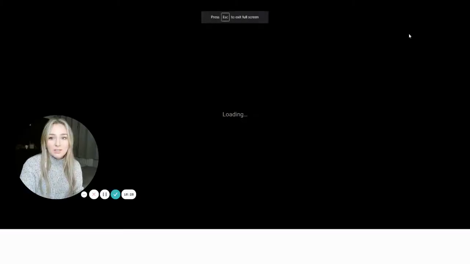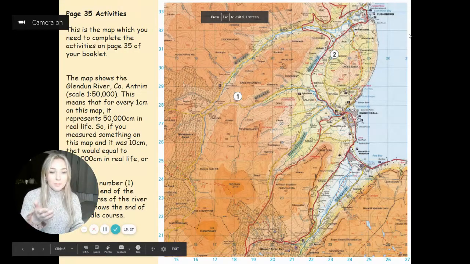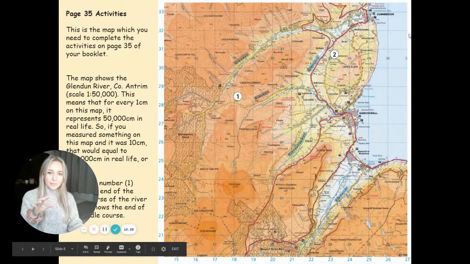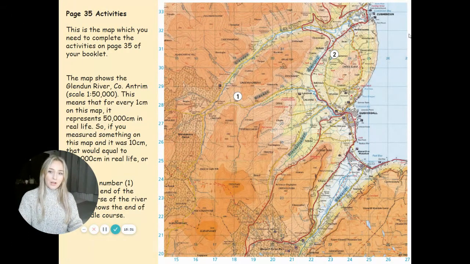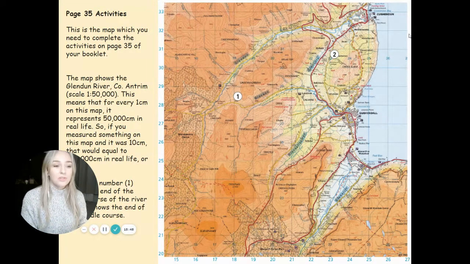A good way to do it is to have the map in front of you, but also to get a ruler out and lay the ruler along the lines that you're following. That was a really terrible example of me trying to teach you how to do 6-figure grid references. Like I say, it's a crash course because you've done this before. And if you still aren't 100% with it, don't worry, we will come back to this. So that's number 1 done.